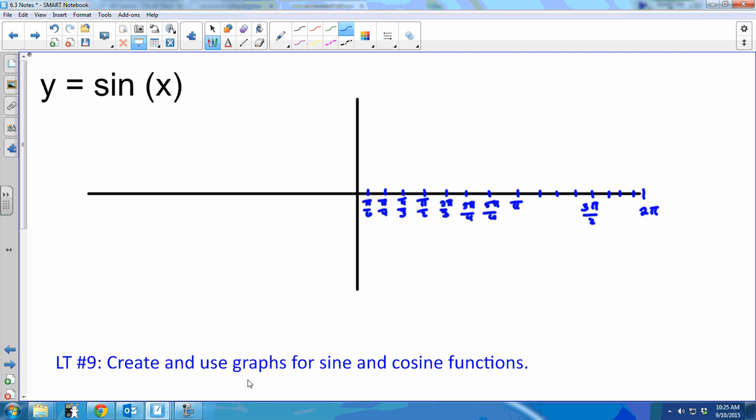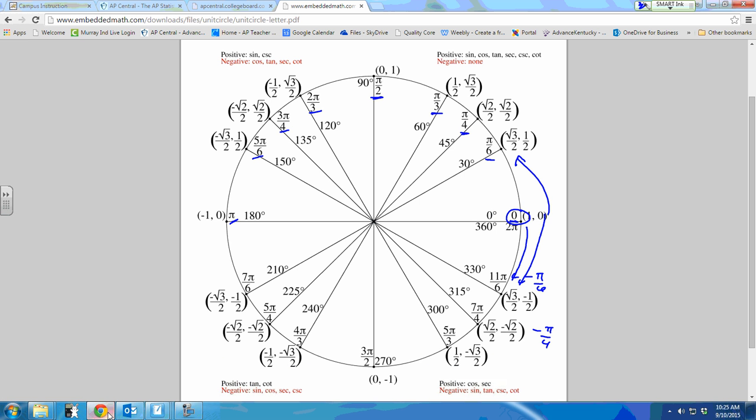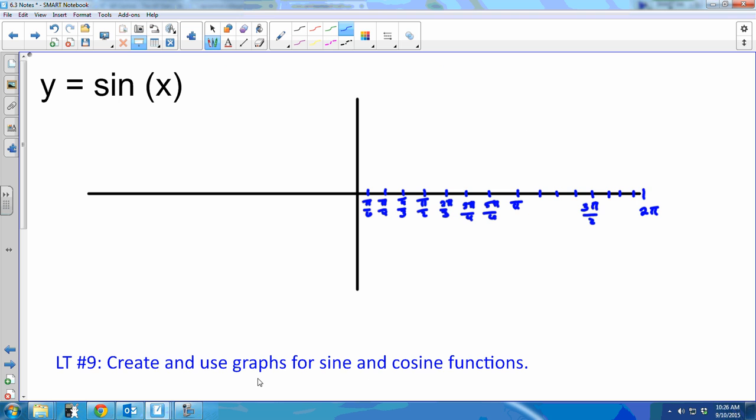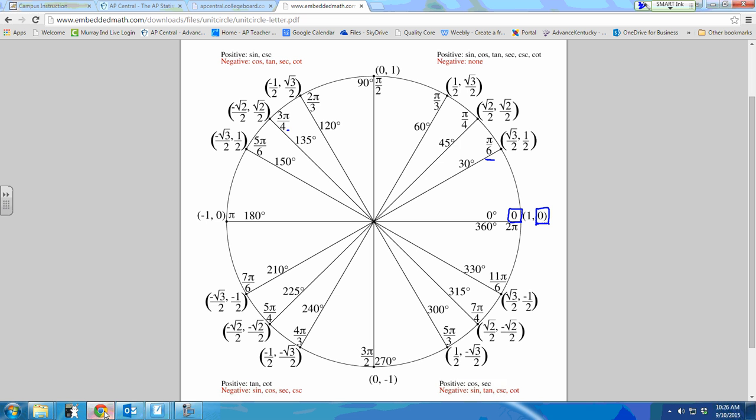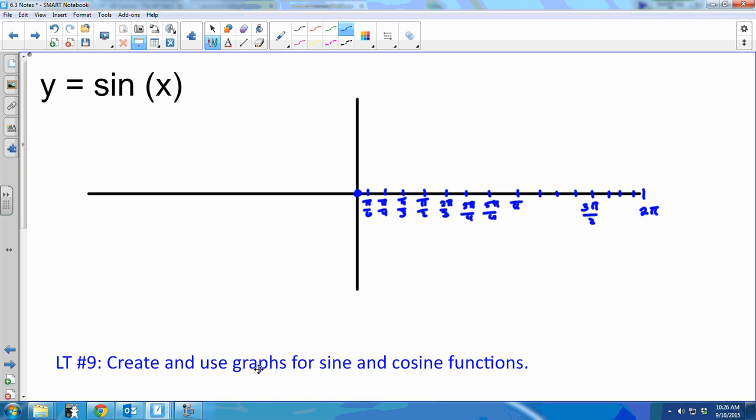The y values of the function are the sine values on the unit circle. So you've talked about several times that the sine values are the y part of the coordinate. So if I'm going to start at 0, the sine at 0 is 0. So that's what I'm going to graph here. At pi over 6, sine is 1/2. So that's what I'm going to graph. Okay, I'm not going to keep going back and forth, but that's where I'm getting these numbers from.